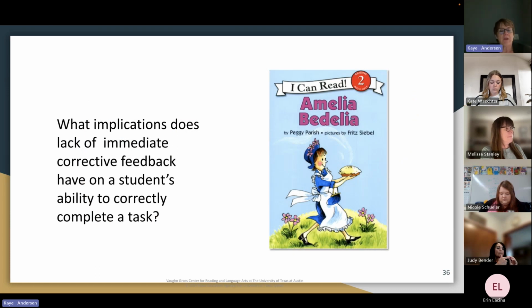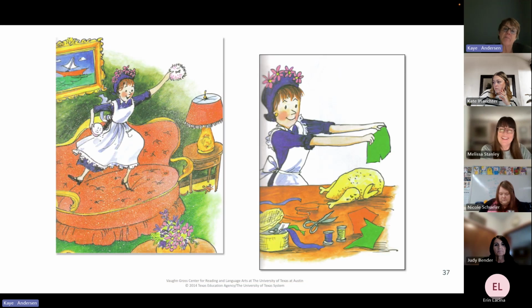If we think about what implication lack of immediate corrective feedback has on a student's ability to correctly complete a task, I think one of the best things that helps to hit home and help us understand that is if we have ever read an Amelia Bedelia book and the mistakes that Amelia Bedelia makes because of her interpretation of what we tell her to do.